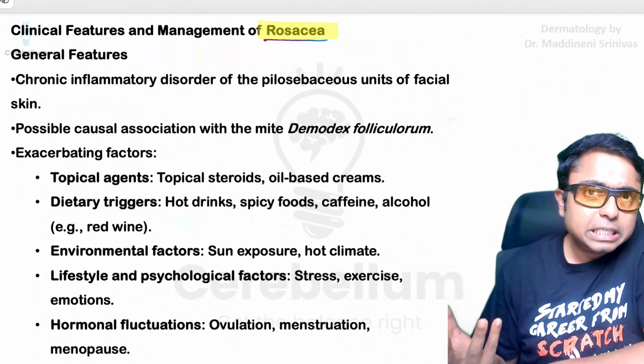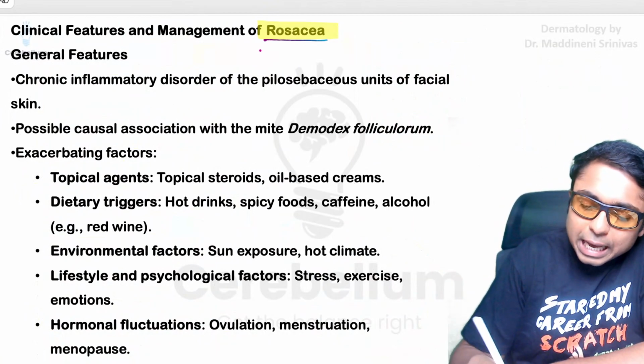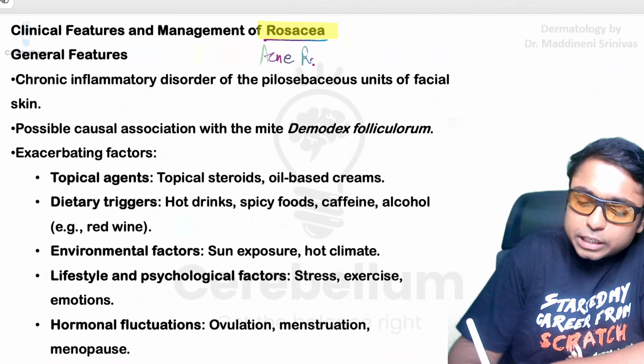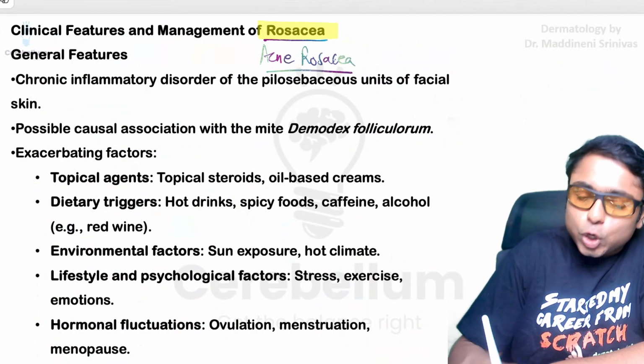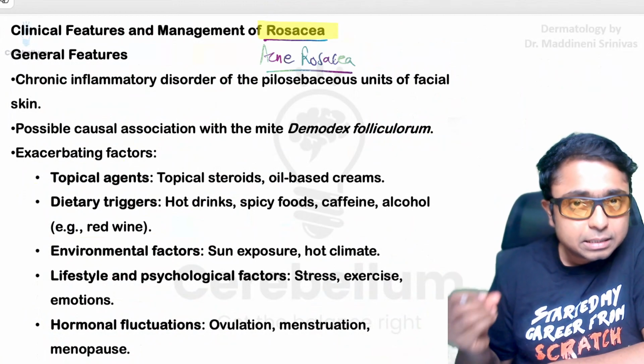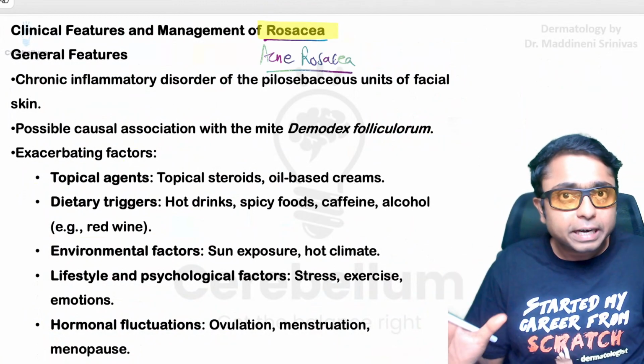So what is this rosacea? This is also called acne rosacea, but remember students, this is not related to acne vulgaris, which you need to remember. So both are different diseases.